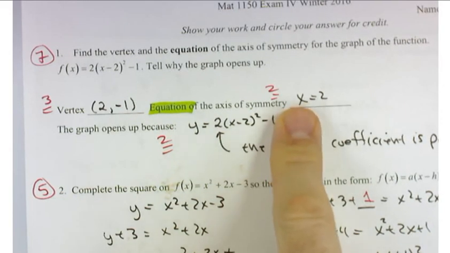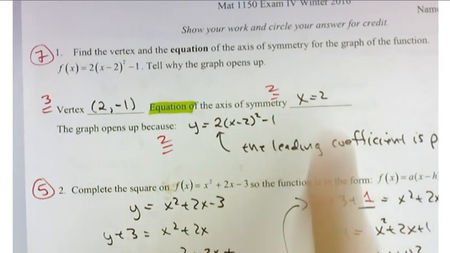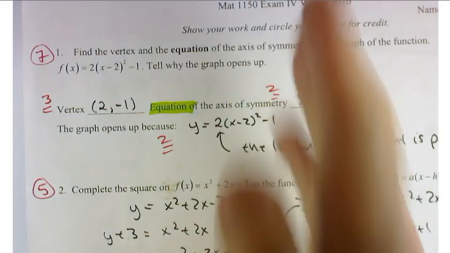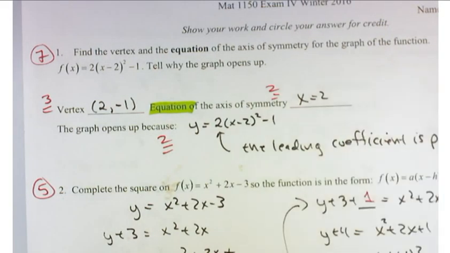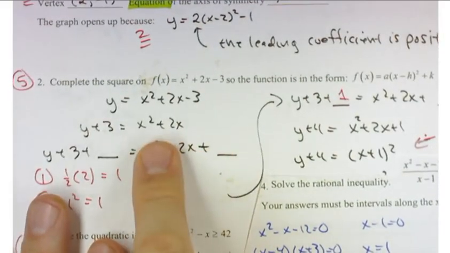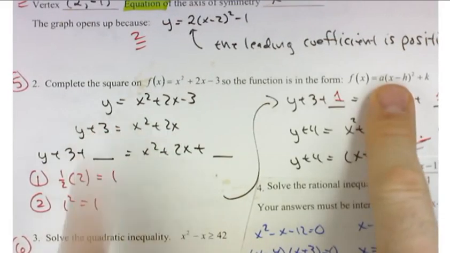X equal 2, what kind of a line is that? Is it vertical or horizontal? X equal 2 would be a vertical line. Y equal 2 is a horizontal line. So make sure you know those. Here's completing the square again. In this case, it's to put this parabola in this standard form.